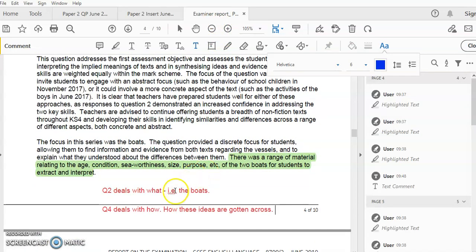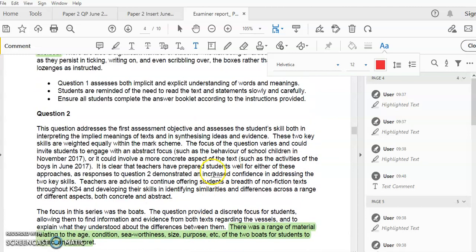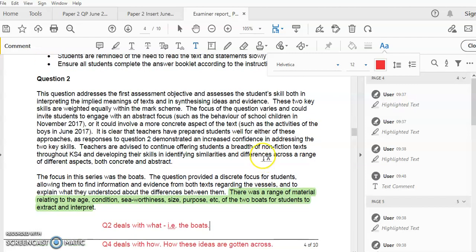Now, remember this. Question 2 is dealing with the what. So, in this case, the boats, whereas question 4 is dealing with the how. Both these questions ask you to compare. Question 2 is based on some sort of abstract or concrete thing within the text. So, for instance, in this case, it's the boats, which is pretty concrete. So what we're doing here is comparing the details about these boats across both texts. And again, do remember, this is why you use your time at the start to read carefully and highlight. You are allowed highlighters, bring them and use them.